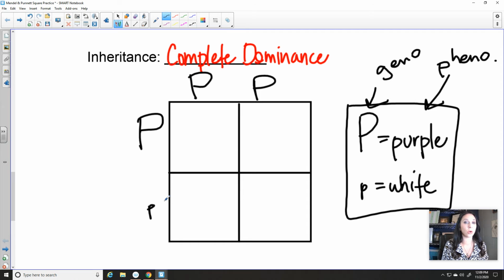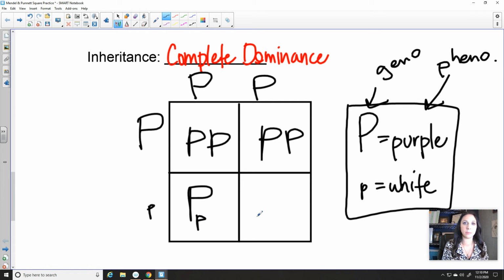Now the way that we do this is we're going to drop and slide. Now here's where we need to pay attention, because the capital letters should come first. So when we drop these letters, this one's easy. It's going to be big P, big P. This one's going to be big P, big P. But when we get here, we're going to drop this big P, and we're going to slide this little p over. You have to write it big P first, and then little p. We'll drop this big P down first, and then slide this little p over. Okay? So this is how you would fill out your Punnett square.